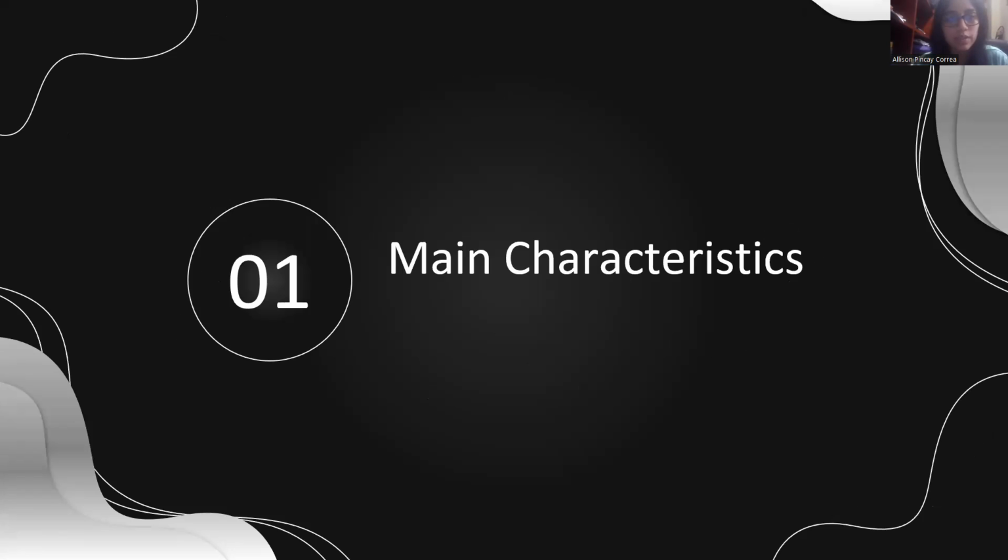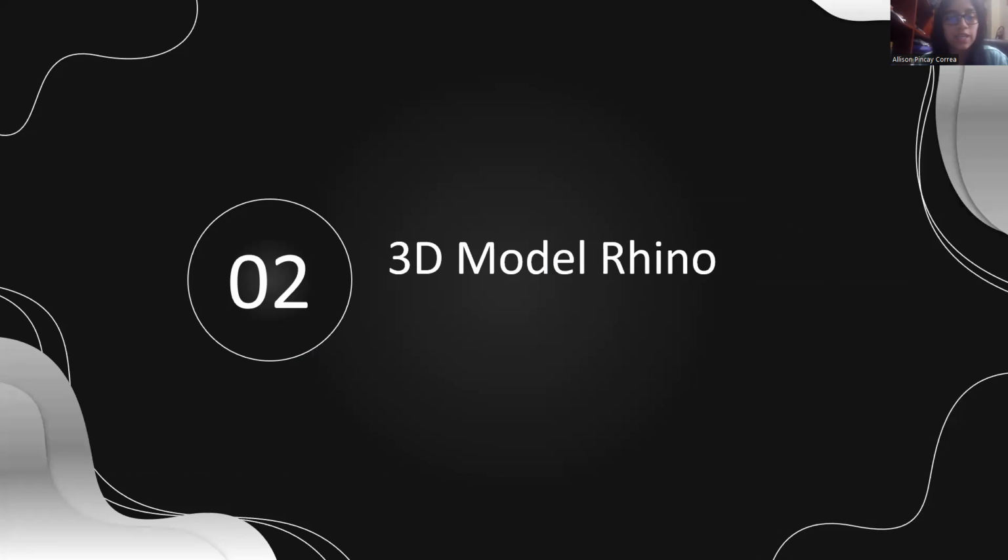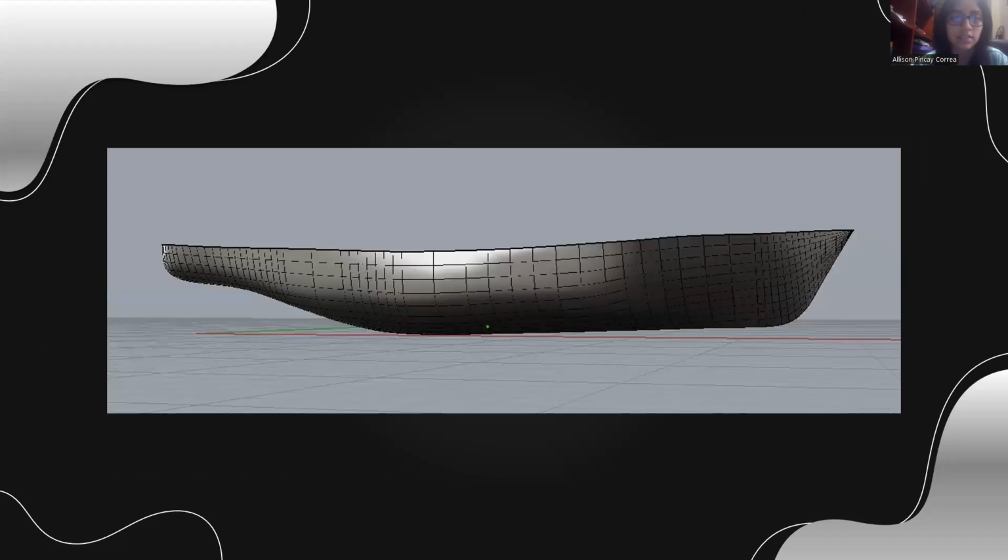So just to remember the main characteristics, the main ones were the length, that is 34.95 meters, the draft, that is 3 meters, and velocity, that is 12 knots. So this is the 3D model that we did in Rhino. As you can see, it had 2 surfaces, and we use this to go to MaxSurf Modeler. We input the draft and the length between perpendiculars, and then we go to MaxSurf Stability.